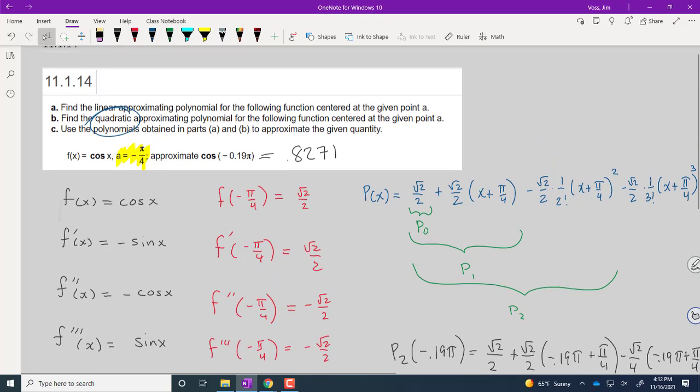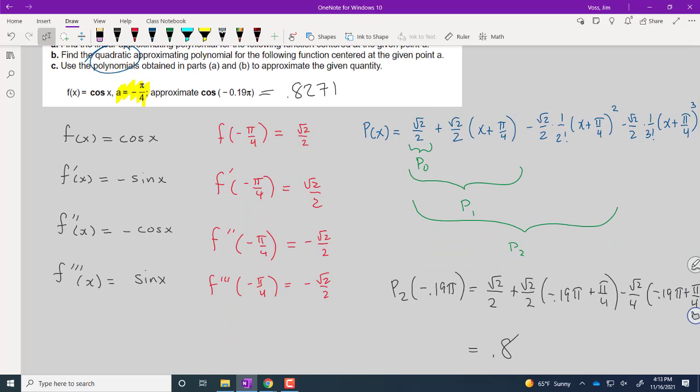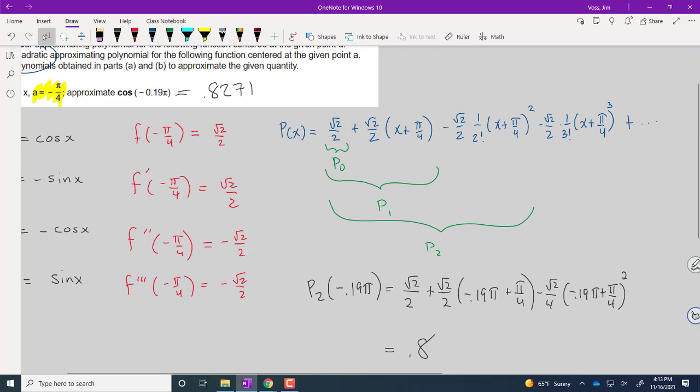Where does it actually say to go to P2? Right here? Find the quadratic approximating polynomial. Oh, so when it says the quadratic, it means go to P2? Yep. The linear approximation is P1, the quadratic approximation is P2, the cubic approximation is P3. And on the test, quite frequently what we'll say is, find the first 4 non-zero terms of the Taylor series. So the first 4 non-zero terms, 1, 2, 3, 4, and then it goes on forever.